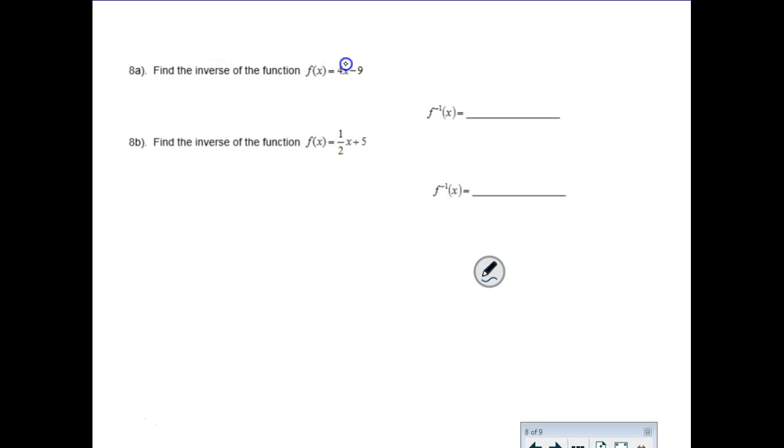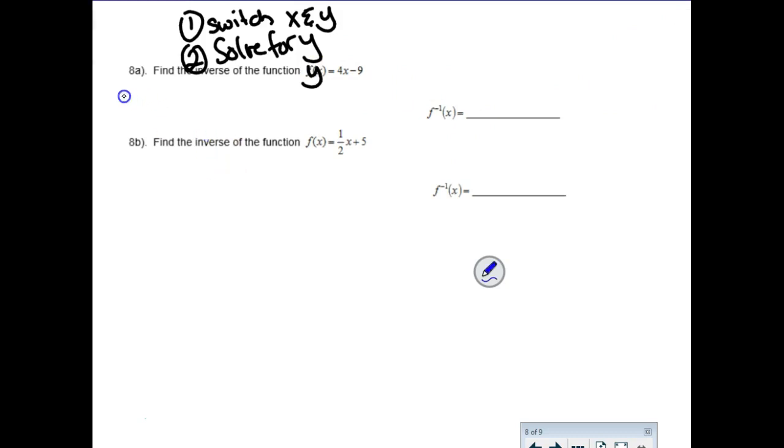When you're finding an inverse of a function, that's a two-step process. You're going to switch the x and y, and then you're going to solve for y. So remember, f of x is just a really fancy way of saying y. So step 1 is us switching the x and y. So we're going to write down x equals 4y minus 9. And then step 2 would be you solving for y, which might take you a couple steps.